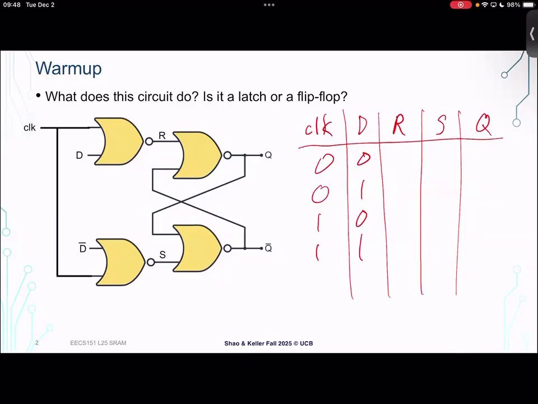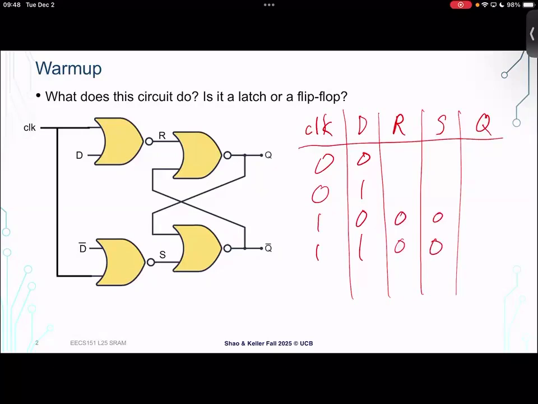First, let's take the case where clock is 1, because that's a little more straightforward to see what's going on. So what happens when clock is 1? Well, that's being fed into this NOR gate. So if clock is 1, that's always going to force S and R both to be 0, exactly.